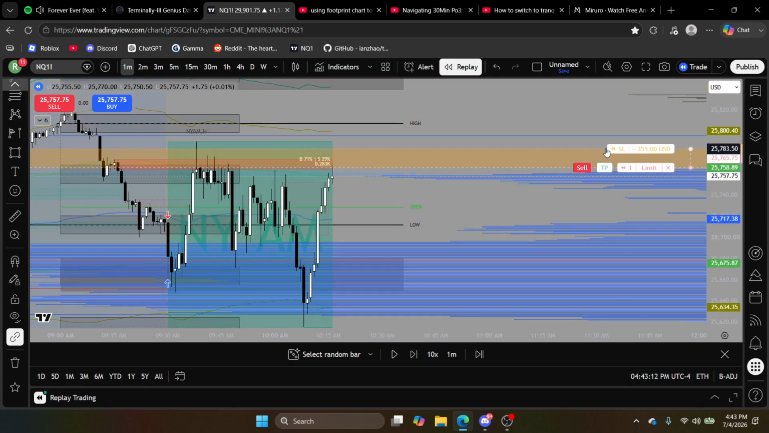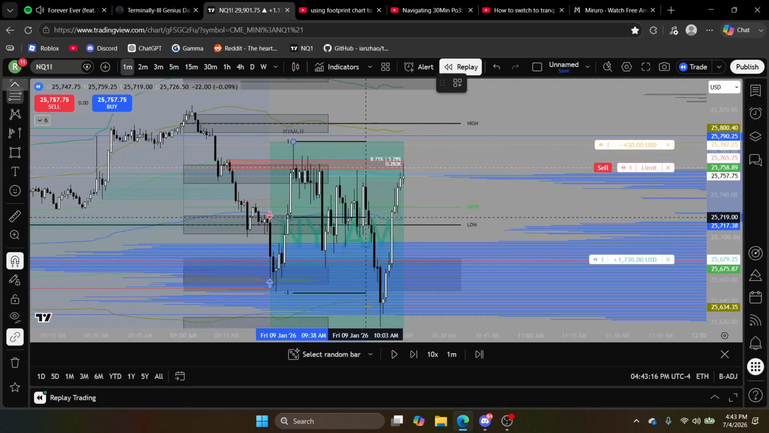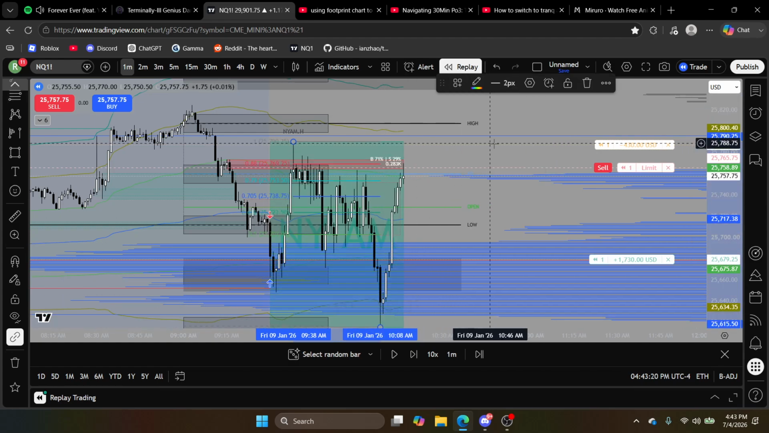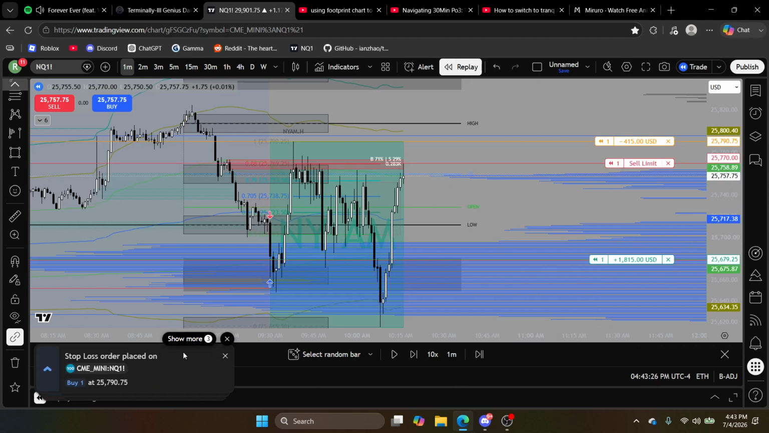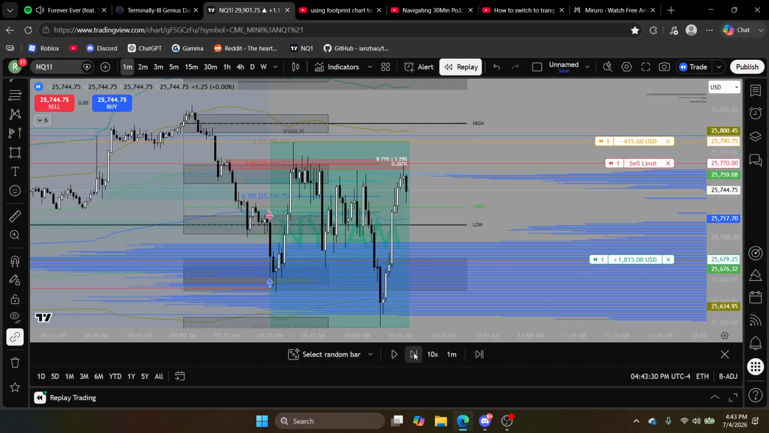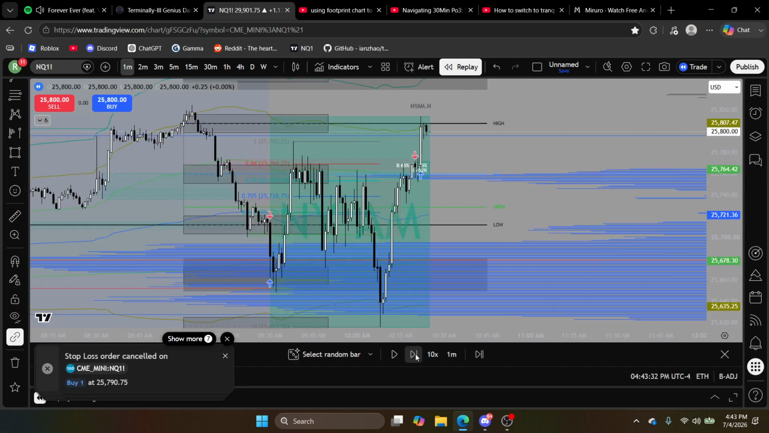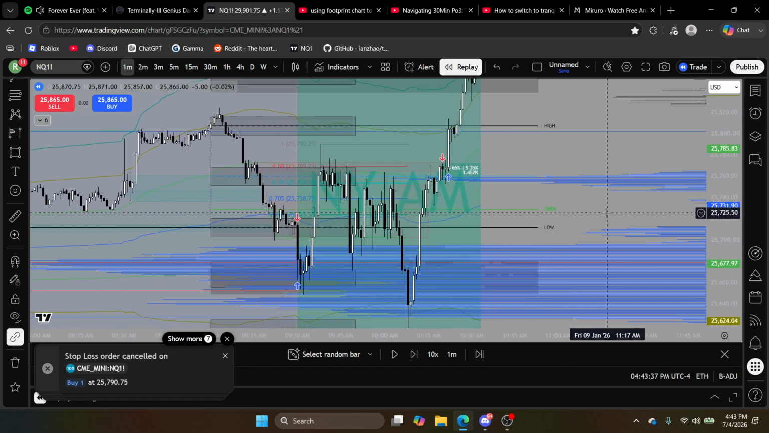Just gonna short limit that. Right, let's OTE this. Fib. Let's go 0.88 instead. 180. Still bullish.